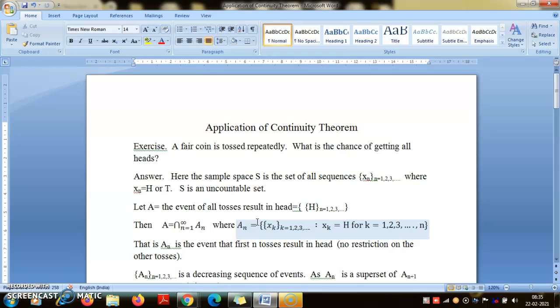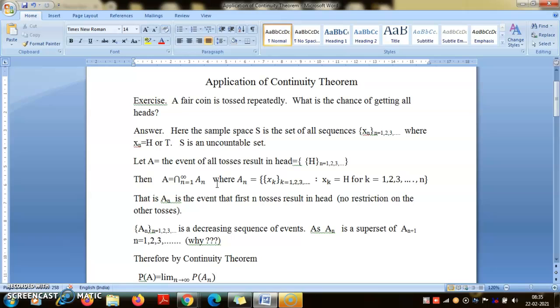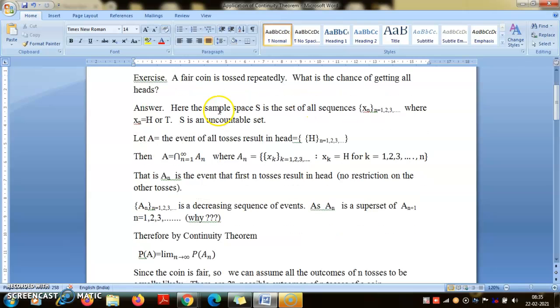This is just one of the applications, but there will be many occasions where the continuity theorem and the Borel-Cantelli lemma are used. This is one exercise that I believe I have already mentioned in one of the previous live classes: a coin is tossed repeatedly. What is the chance of getting all heads?